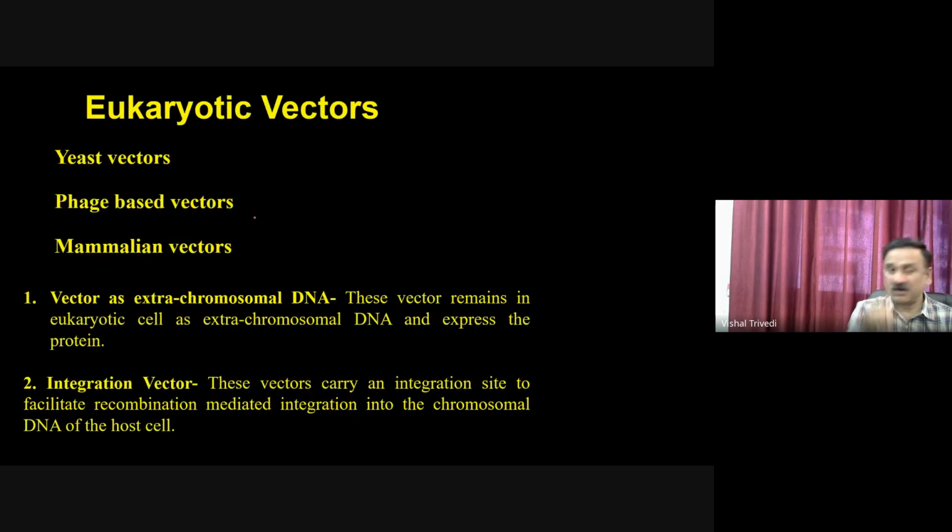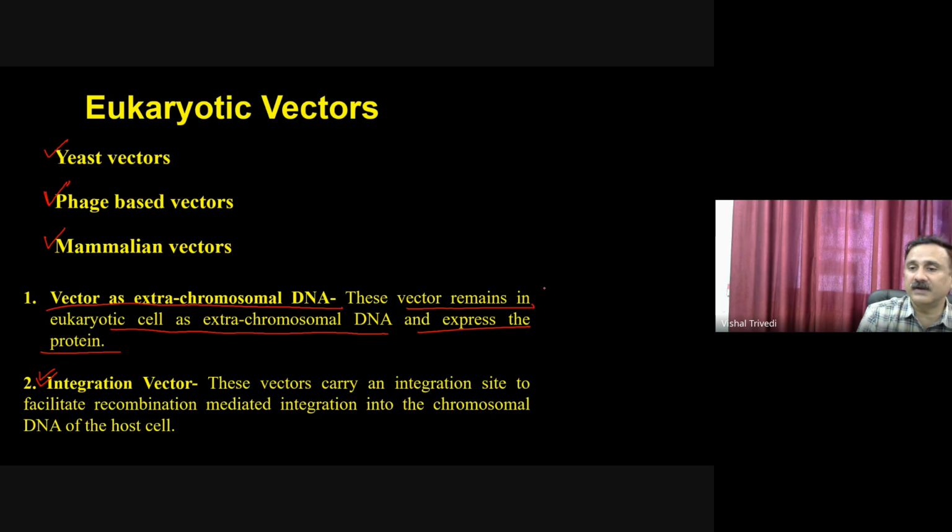Okay, and then we talk about the eukaryotic vectors. So you can have the yeast vectors, you can have the phage-based vectors, and we can also have the mammalian vectors. So in the eukaryotic system, you have two possibilities. One, the vector could be present as an extrachromosomal DNA, or the vector could be an integration vector. Vectors as extrachromosomal DNA remain in the eukaryotic cell as extrachromosomal DNA and express the protein. So these vectors are present in the transient expression system.